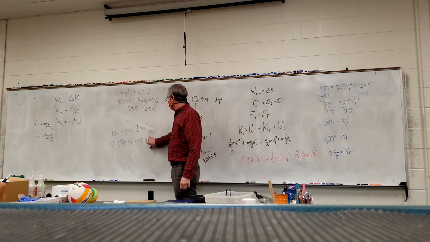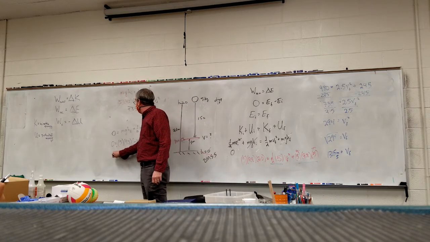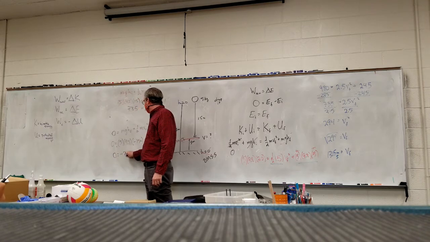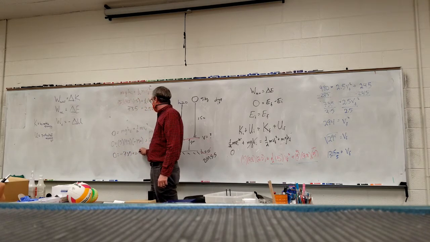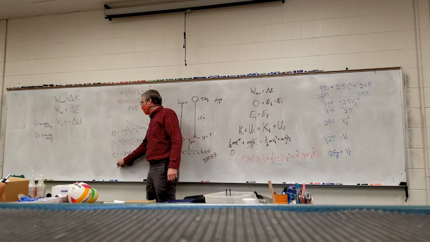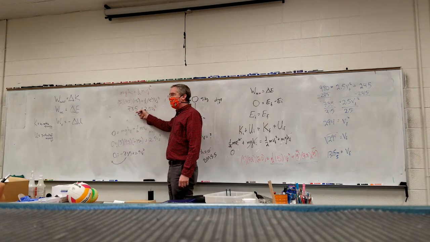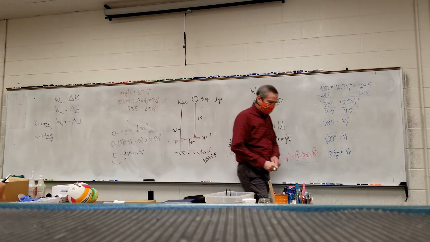0 is equal to -735 plus 2.5 VF squared. So we have 0 is equal to -735 plus 2.5 VF squared. When you add 735 to both sides, you end up back here and you get the same answer.